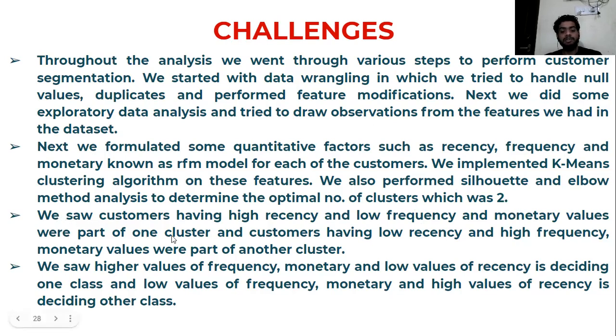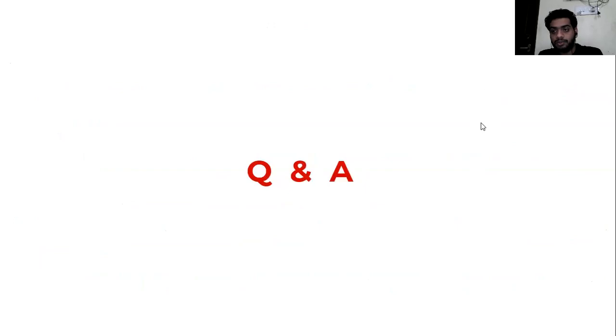We saw customers having high recency and low frequency and monetary value were part of one cluster, and customers having low recency and high frequency and monetary value were part of another cluster. We saw higher values of frequency and monetary and low values of recency deciding one class, and low values of frequency and monetary and high values of recency deciding the other class. So that's our conclusion.